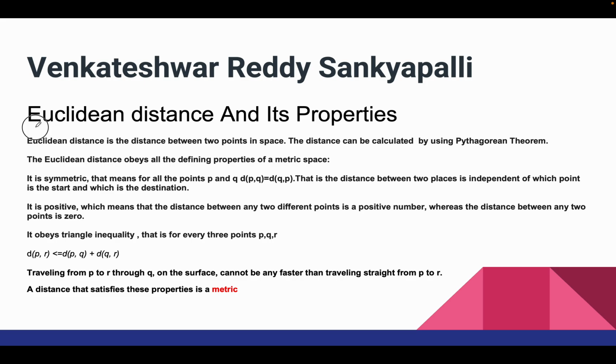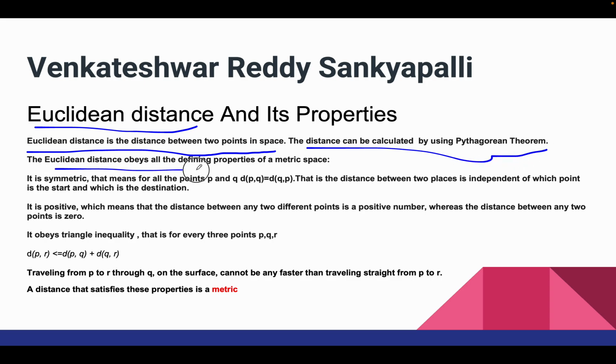It talks about Euclidean distance. Euclidean distance is nothing but the distance between 2 points in space. Here the distance can be calculated with the help of Pythagoras theorem. Here the distance obeys all the defining properties of a metric space.